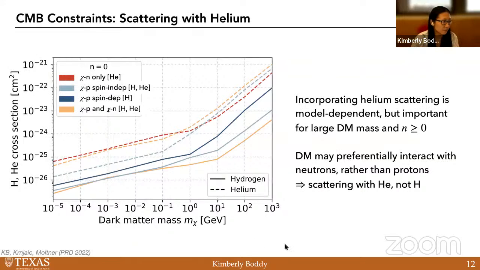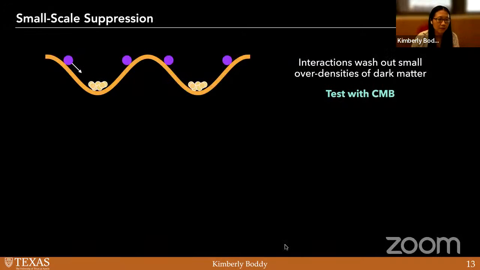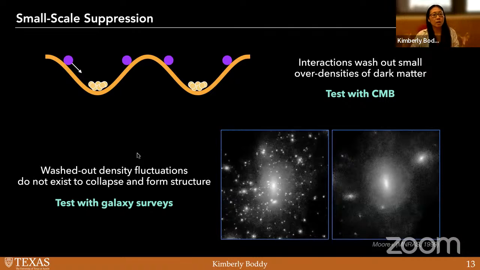At lower masses. Okay, so with the CMB taken care of, let's go back to this picture of small scale suppression. We can wash out these overdensities of dark matter in the early universe, but that has consequences for later on, when structure is supposed to collapse and form actual dark matter halos that can host galaxies. If you wash out these density fluctuations at early times, they don't exist anymore. And so there's no structure that exists on some scale and smaller.